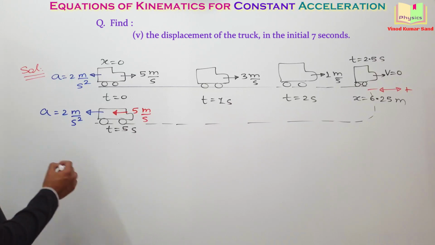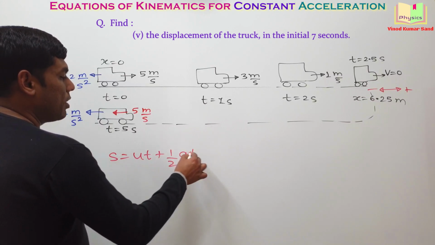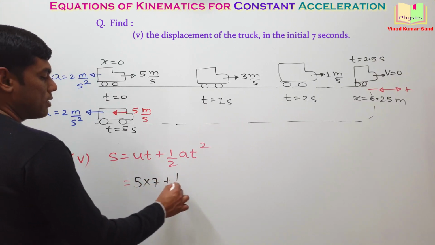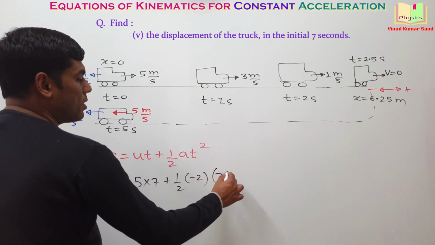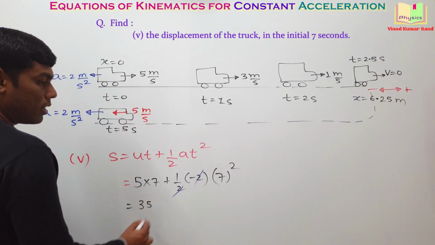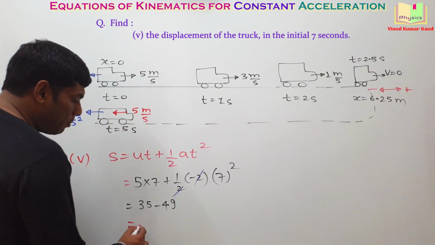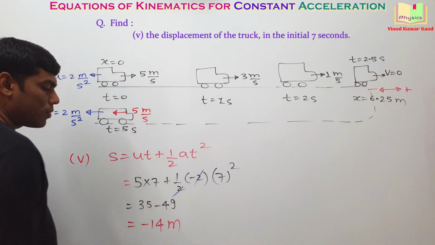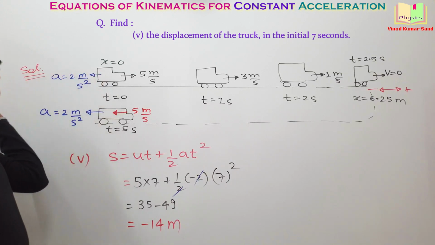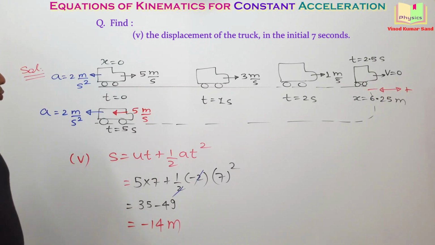Getting it? Now I am proving that fifth part. S is equal to ut plus half at square. How much is u? U is 5, time is 7, acceleration is minus 2 and the time is 7. This is getting cancelled out. So we are left with what? 35 minus 49. It means what? Minus 14 meter. What does this negative sign indicate? That the particle is to the left of the origin. Clear? Note it down. Then we'll go further.